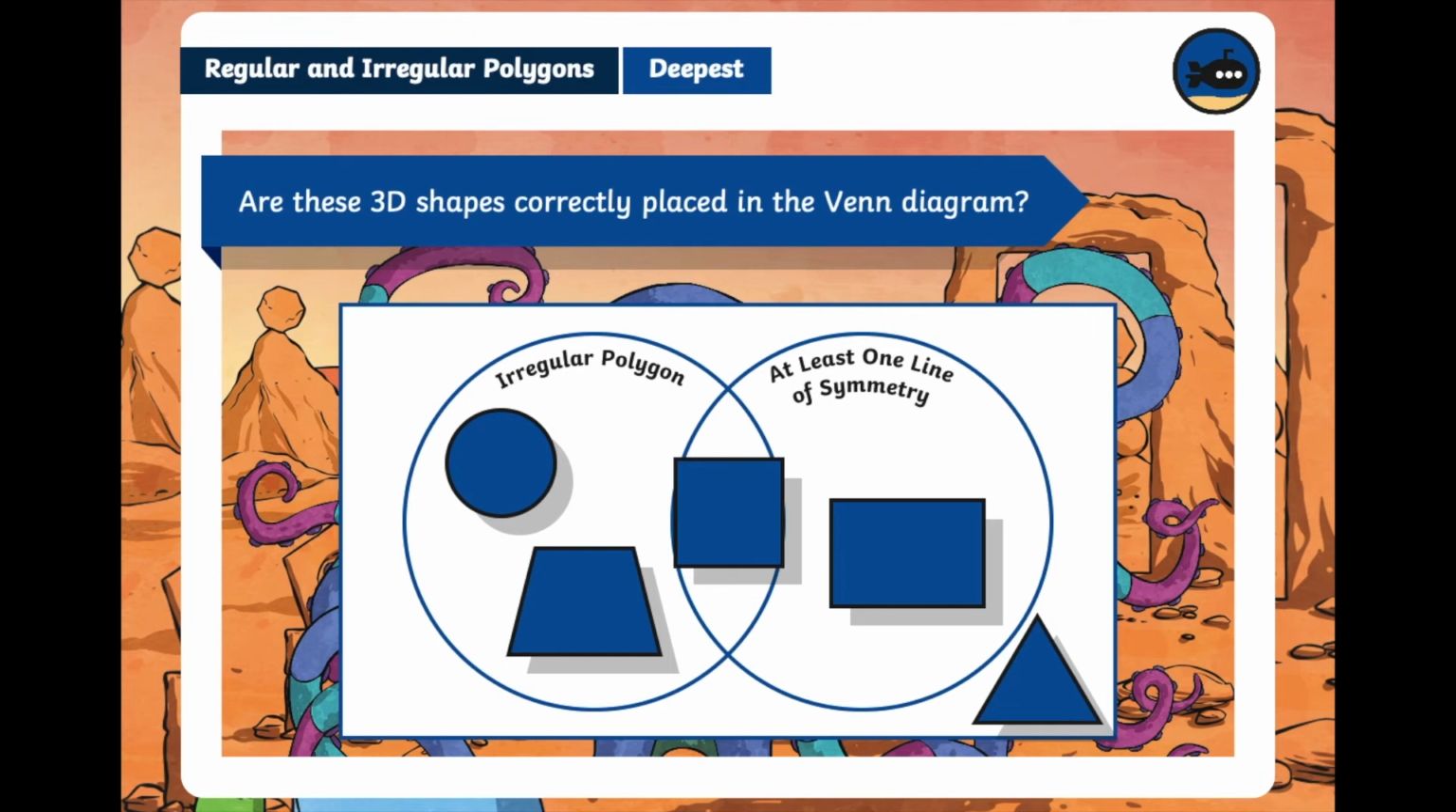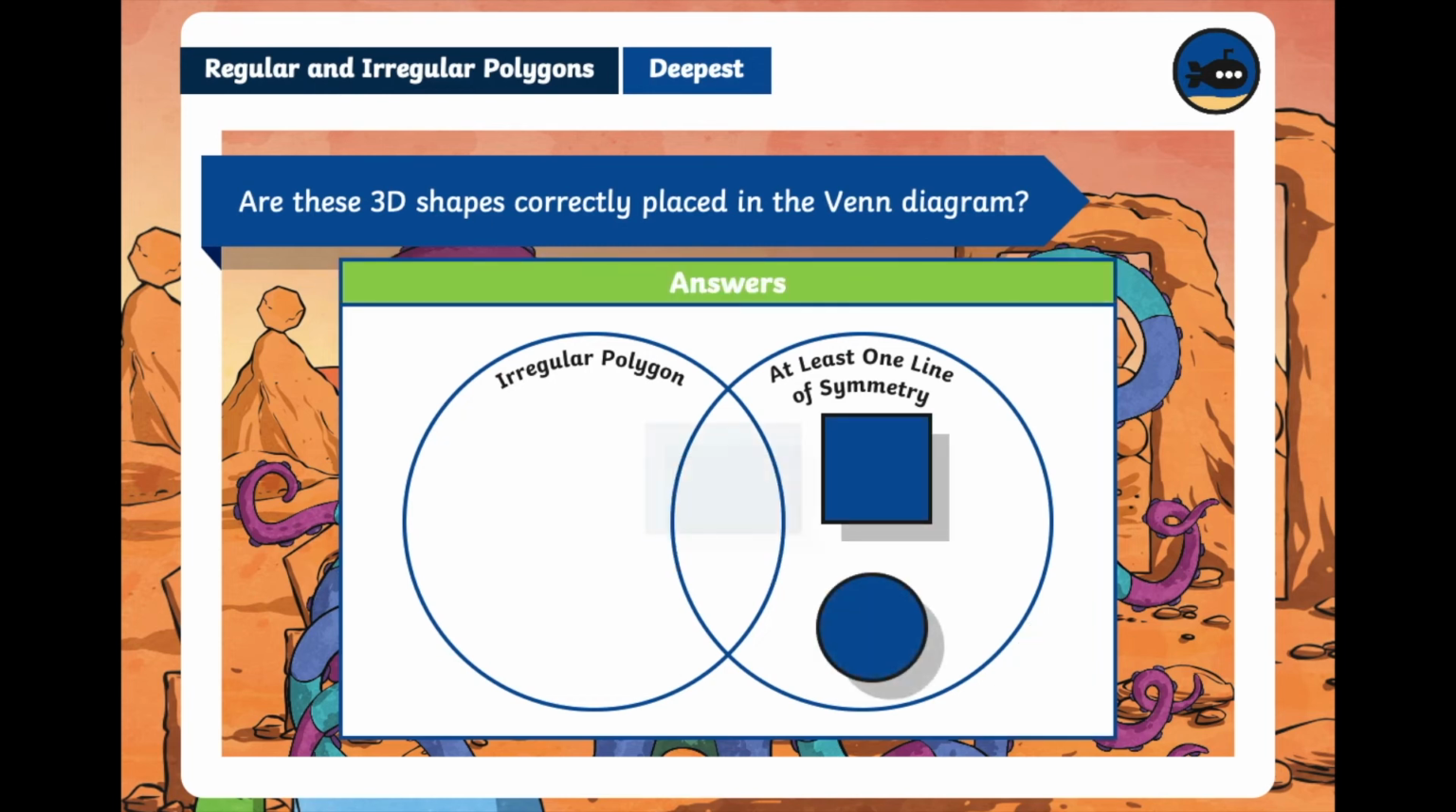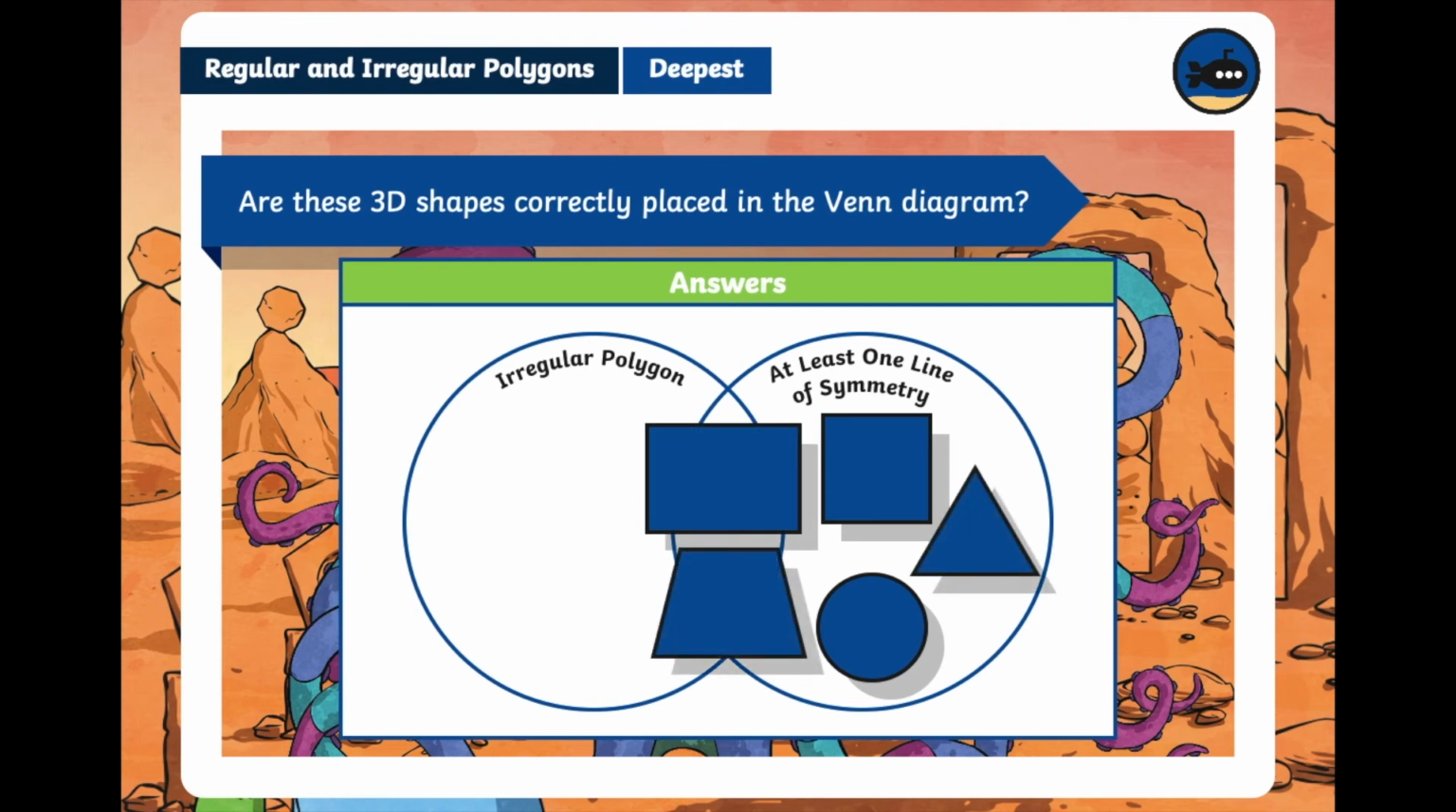The answer is no, they haven't been sorted correctly at all. So let's have a look at how they should have been. In the middle, so the irregular polygon and shapes with at least one line of symmetry, we've got a rectangle and a trapezium. And then in the shapes with at least one line of symmetry, we've got a square and our equilateral triangle and a circle, and then there's nothing that is just an irregular polygon.